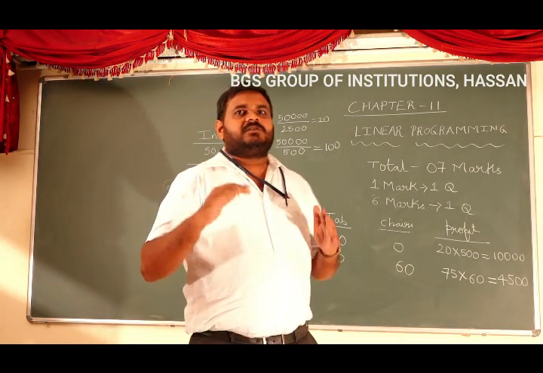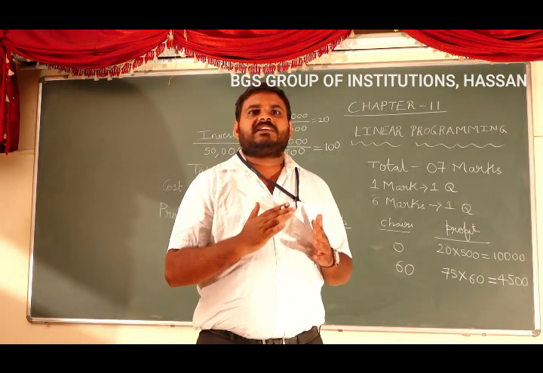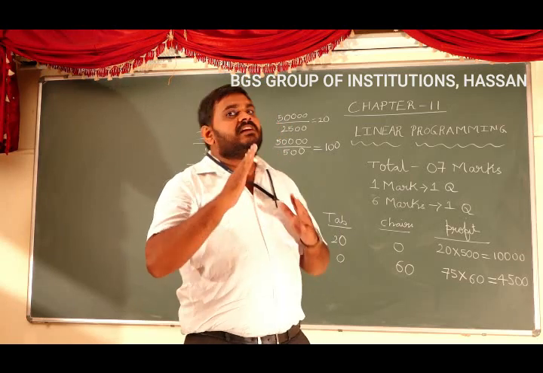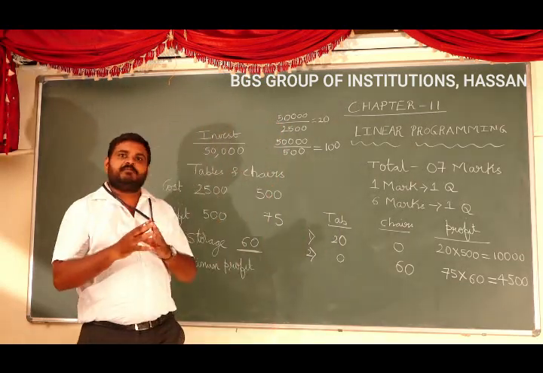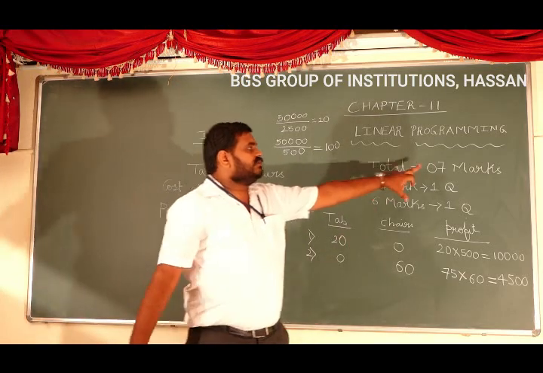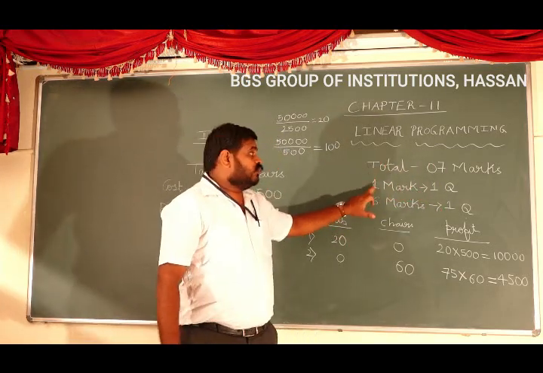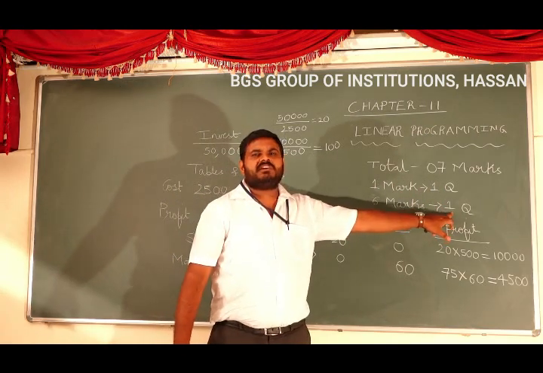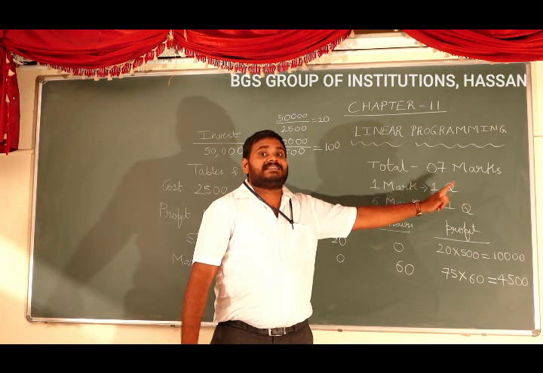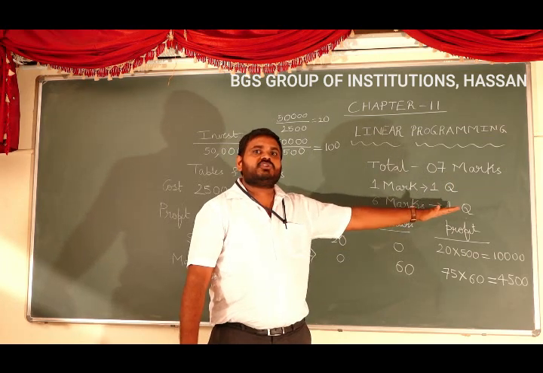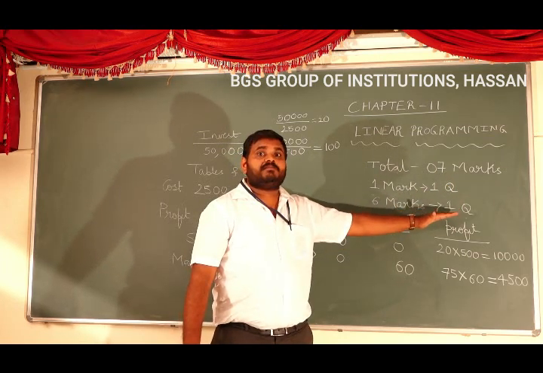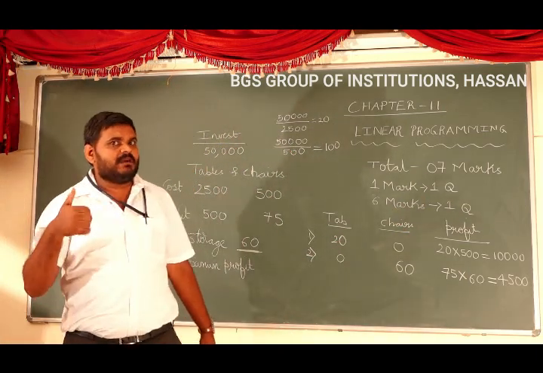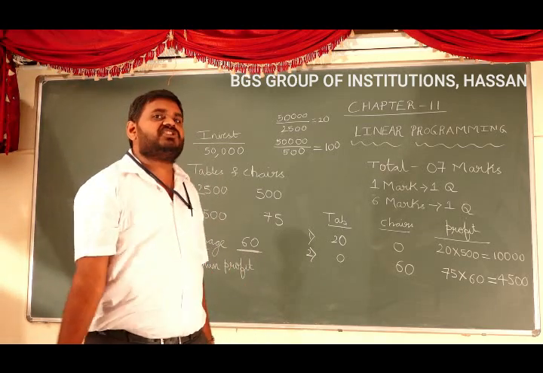Let us discuss in this class about linear programming, where the linear programming chapter in second PUC comes for a total of 7 marks. There is 1 mark, 1 question, and 6 marks, 1 question. Therefore, a total of 7 marks is asked in the examination, and it's a very important question to score good marks in second PUC. Now, before going to a linear programming problem, let us discuss a situation.